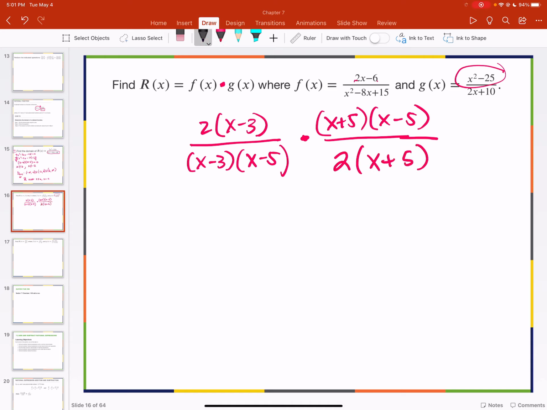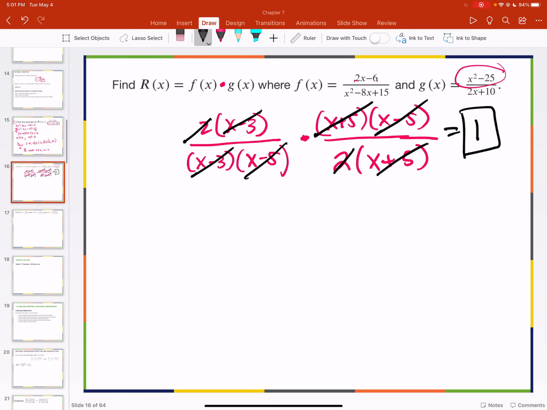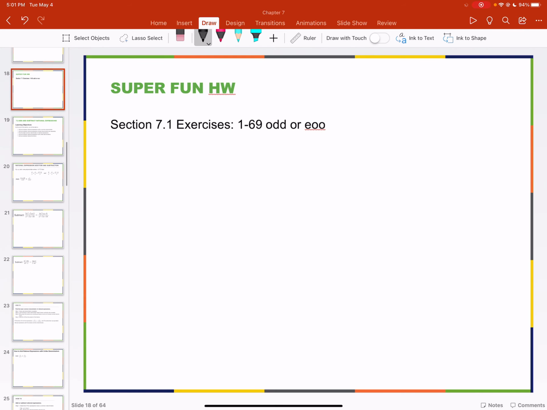Let's go ahead and cancel out the common factors, these ones, this guy right here, this one right here, and then finally 2. And then all you're left with is 1. That's interesting. Okay, so I think you guys understand here. So that's it for section 7.1.